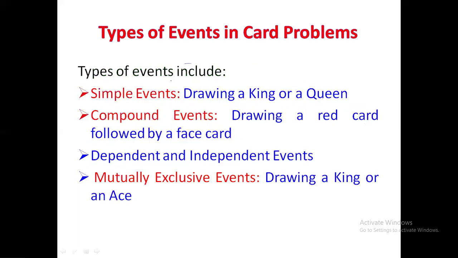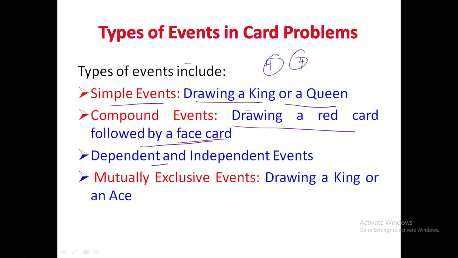The types of events include simple events, like drawing a king or queen. Generally they say king or queen, so four kings and four queens are there in the cards. A compound event can be drawing a red card followed by a face card. In this case we will see dependent and independent events. We also have mutually exclusive events, like drawing a king or an ace.